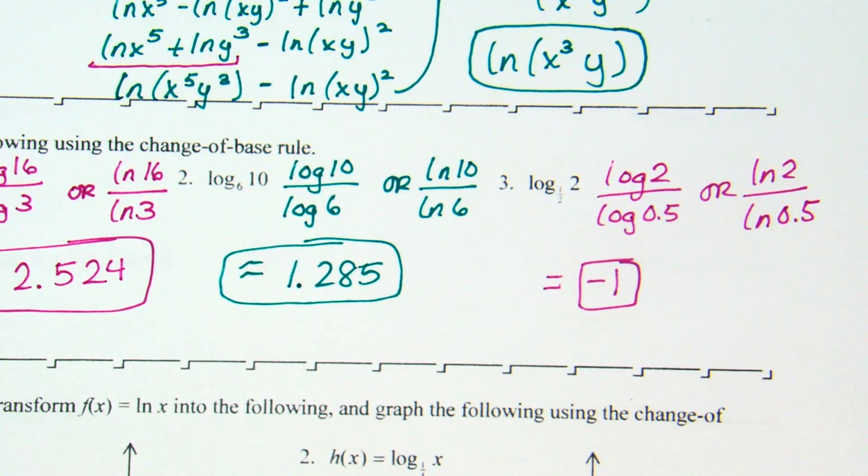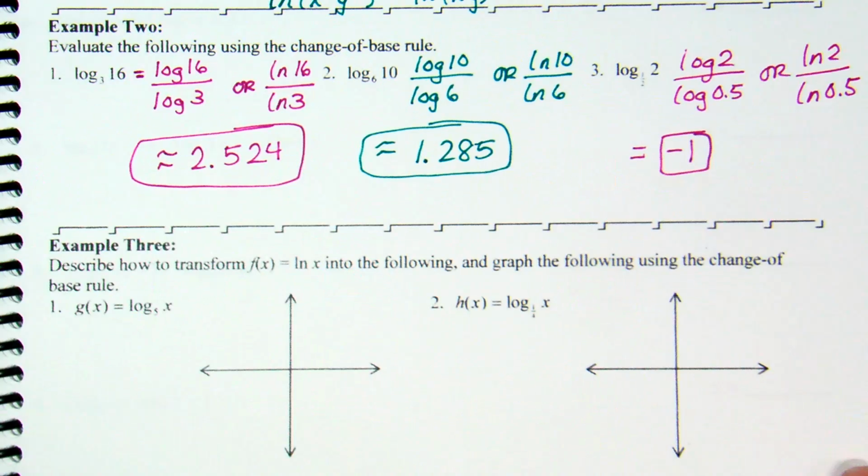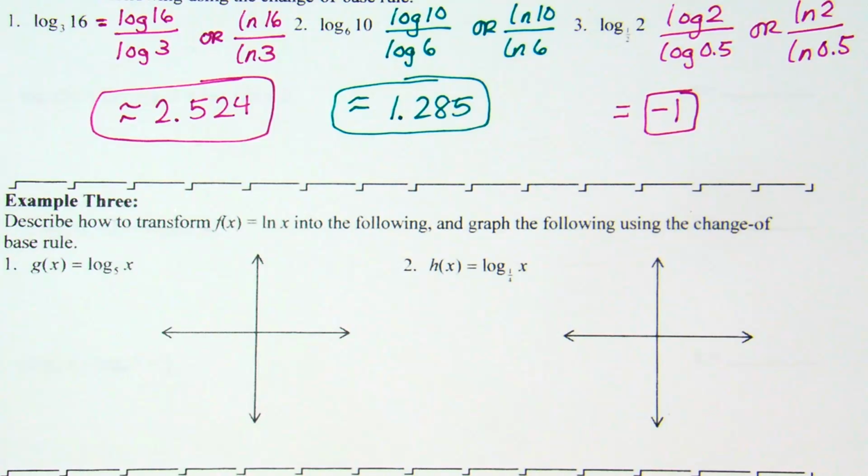Last thing. And I hate that I had to skip graphs in a previous lesson. But I did want to talk about them a little bit here, because it talks about transforming. So our reflections, our translations, all of that stuff. Describe how to transform f of x equals ln x into the following, and graph the following using the change of base rule. So, this is one of those places where understanding how to use the change of base rule is not about how to put it in the calculator, but how the rule works.